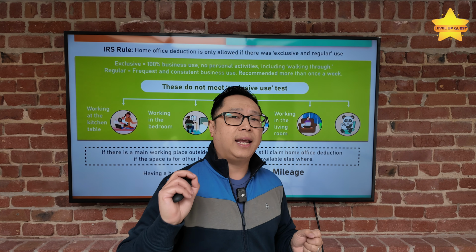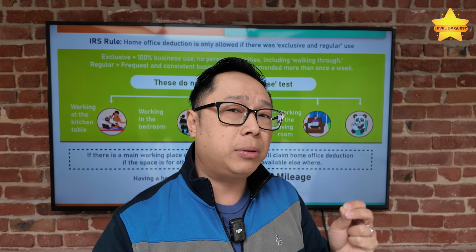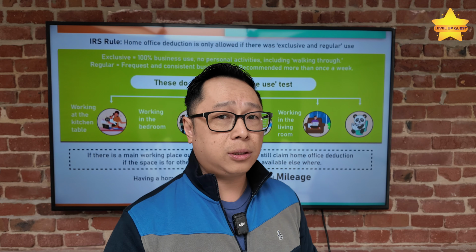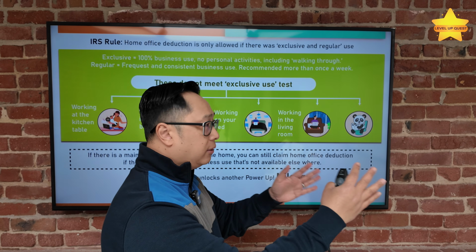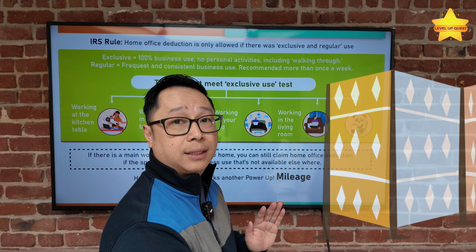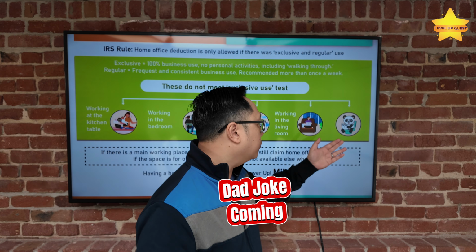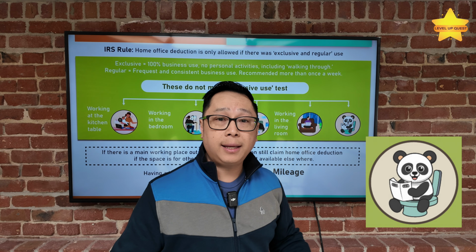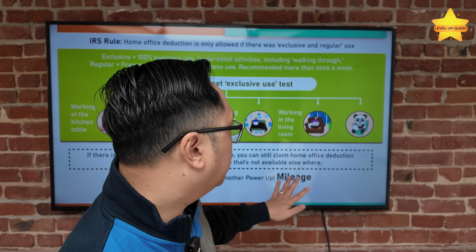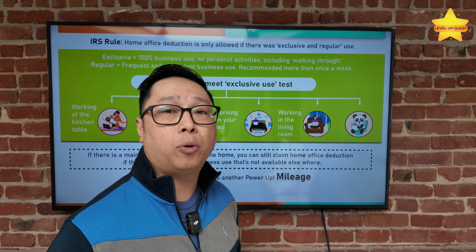So usually having a distinct room, a room specifically just for the home office would probably be the best and easiest way to argue home office deduction. But if you do have a little nook in the living room, that probably won't count unless there's some kind of partition that separates it. And the last picture I have is actually more of a joke. It's a panda on a toilet. And I always tell clients, just because you do your business in the bathroom doesn't make your bathroom a home office.